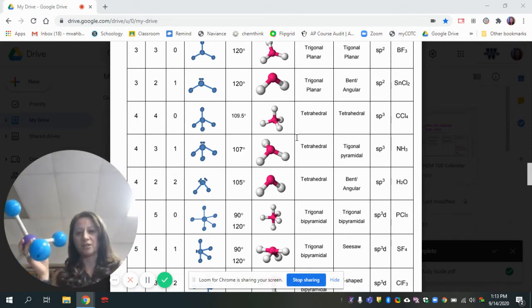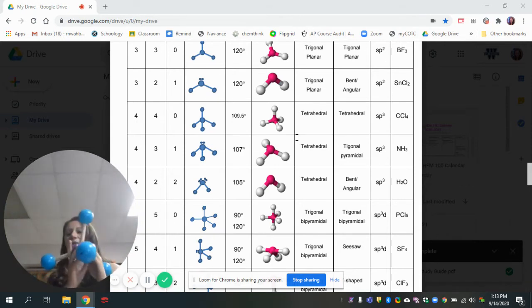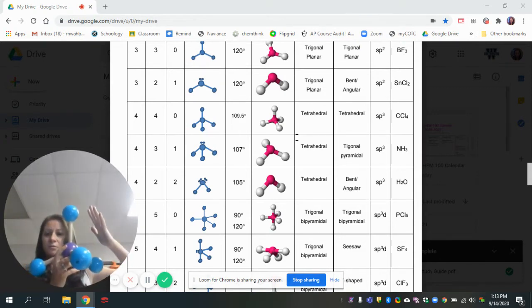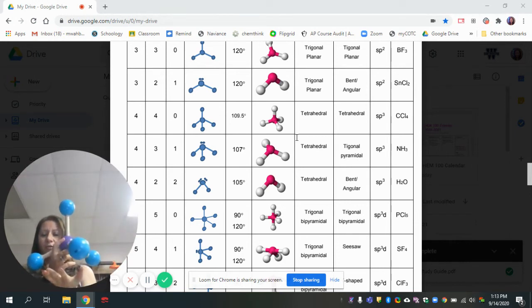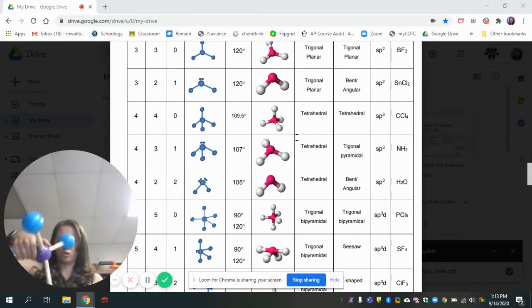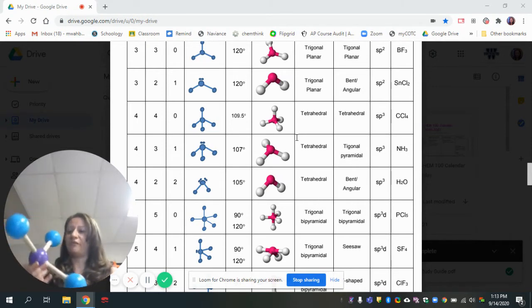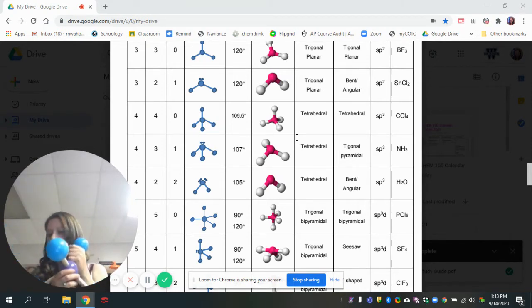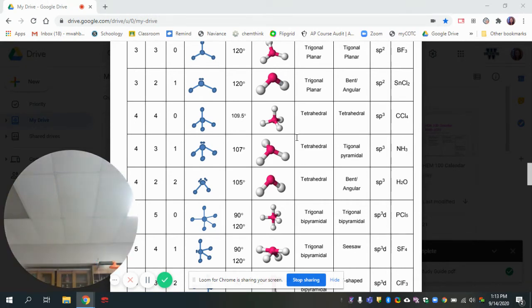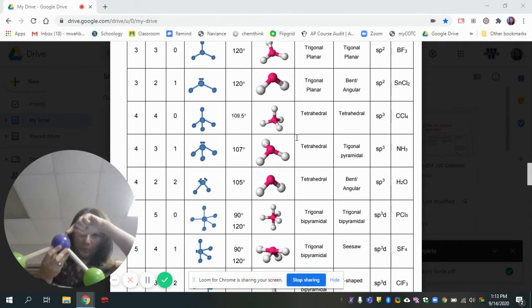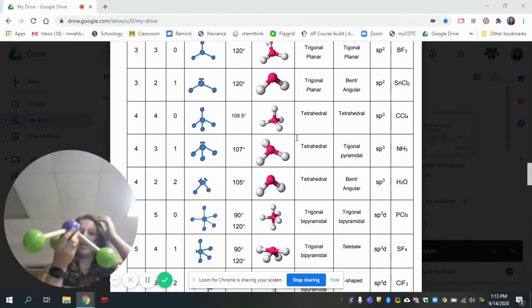Tetra means 4, like Tetris. And so hedral means faces, so it has 4 faces. So 1, 2, 3, and 4. 4 faces, tetrahedral. Now what if I take one of these out and put a lone pair instead? So it would look like this. Sorry, my lone pair is supposed to be right there, but it came off.